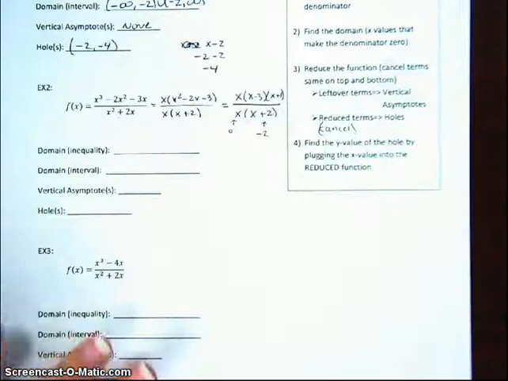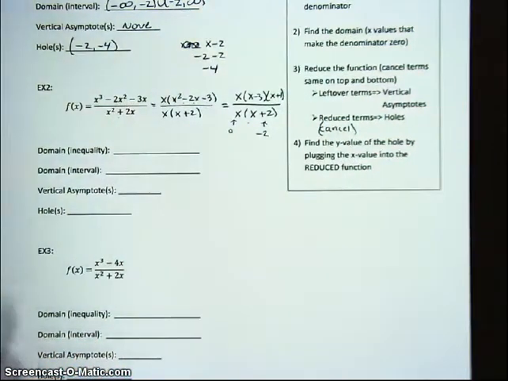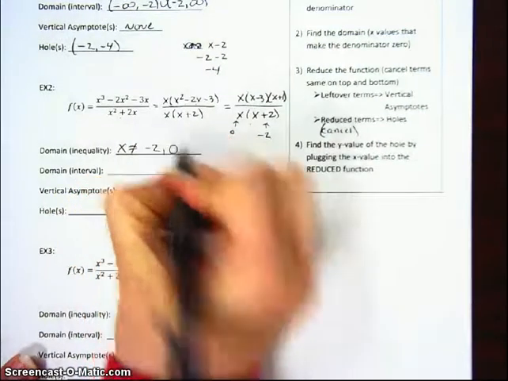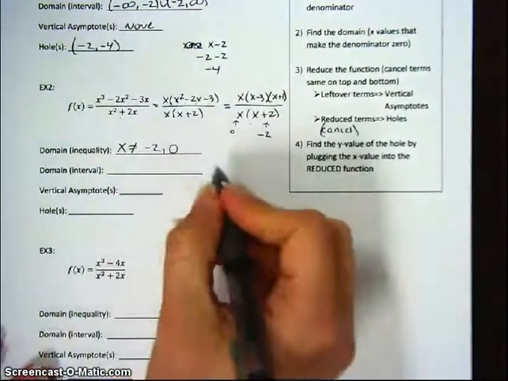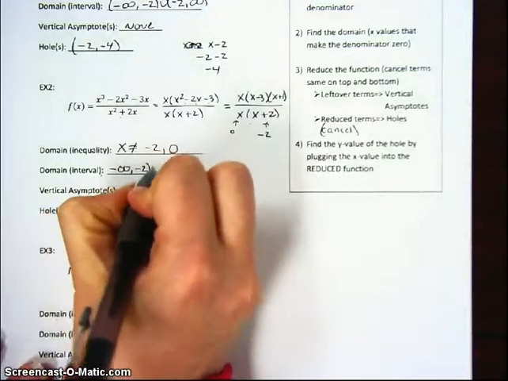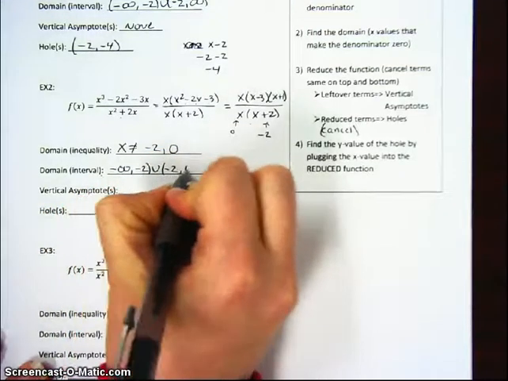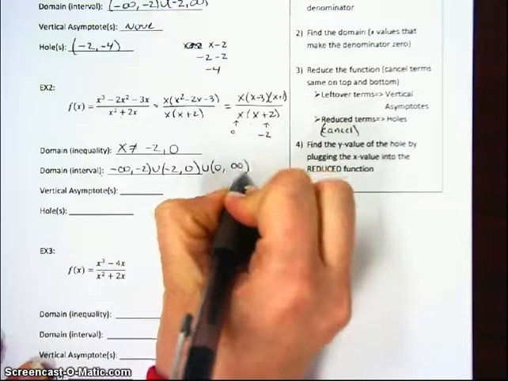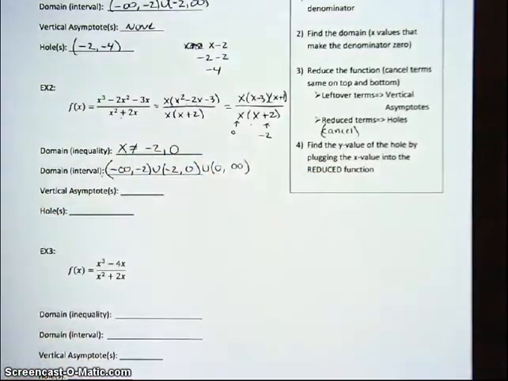So when we look at this, finding our domain, things that make the denominator 0, we've got 0 and -2 will both make my denominator 0. So my domain would be x is not equal to -2 or 0. Going from least to greatest, interval notation: negative infinity to -2, union -2 to 0. Got to get the middle piece, union 0 to infinity. So both ends and the middle.